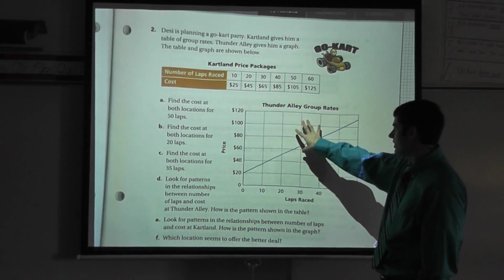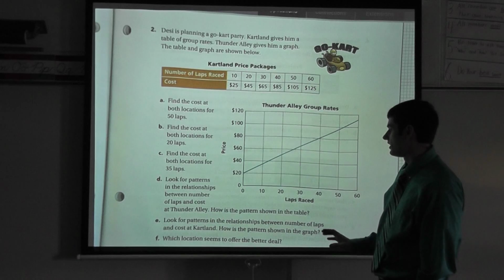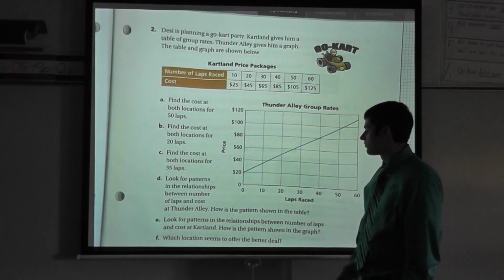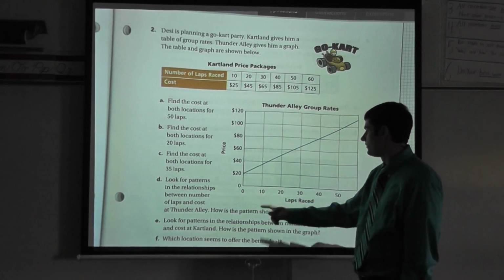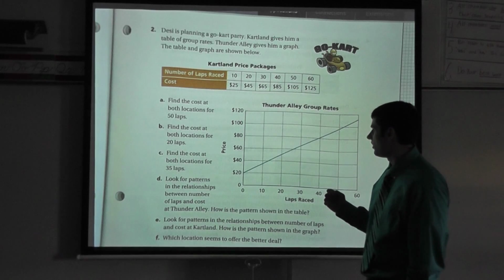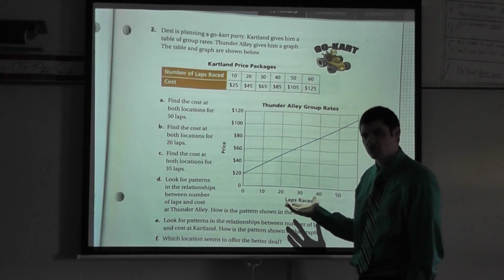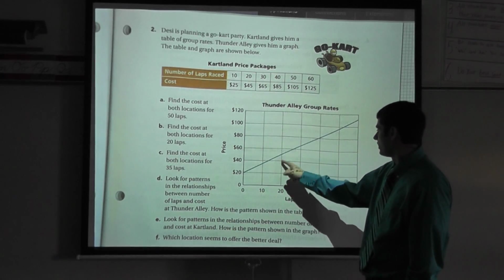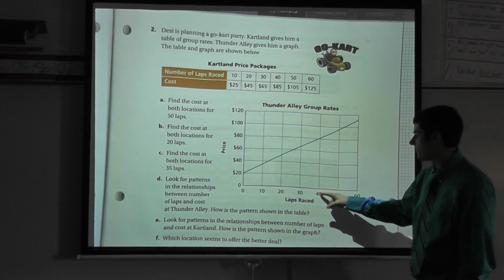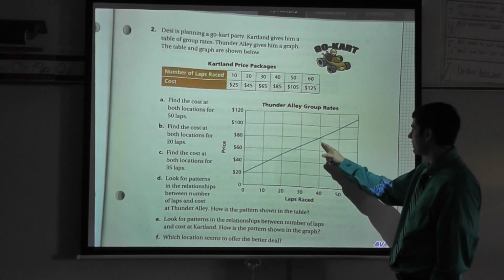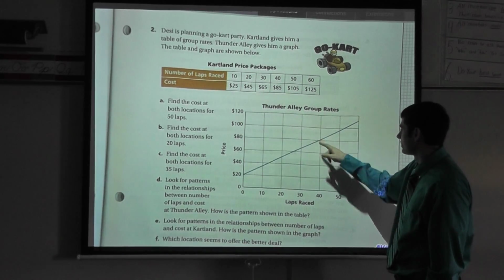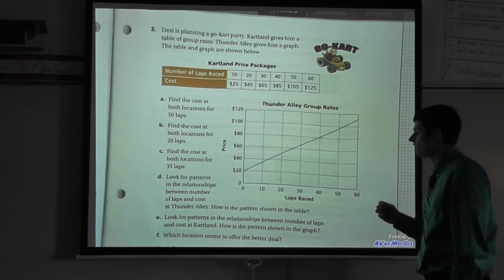So let's take a look at the graph here for Thunder Alley. Let's look at the relationship here. You're starting at $20 and you have not gone anywhere yet. I'll go 10 laps and I look up and it costs me about $35 or so. 20 laps would be in between here. 30 laps, I'm actually going to skip to 40. I'm going to do a little cheat here because I can see it's pretty much on that line there. So at 40 laps, I know that it's going to cost me $80 total.